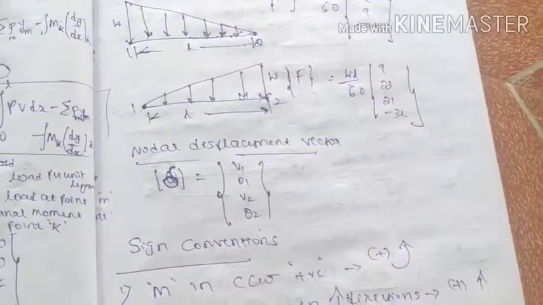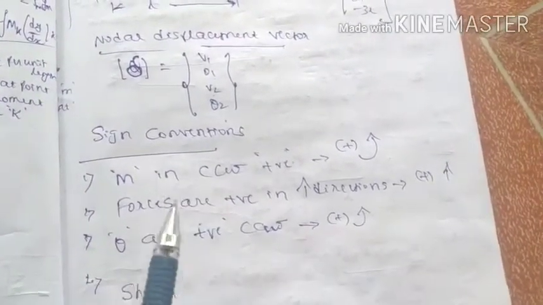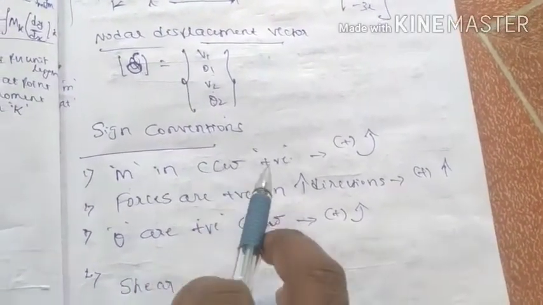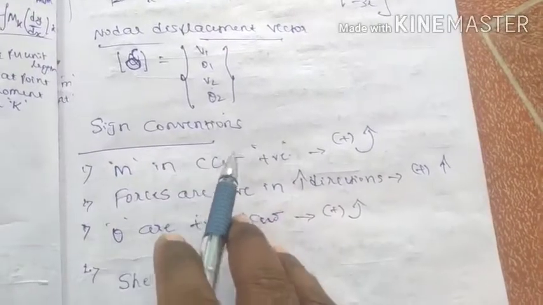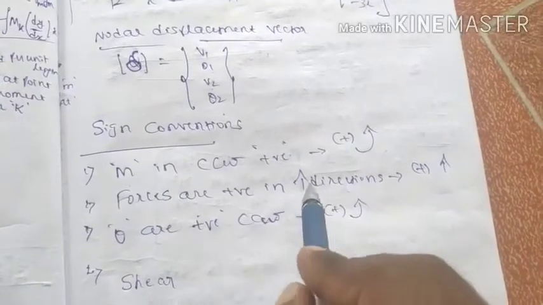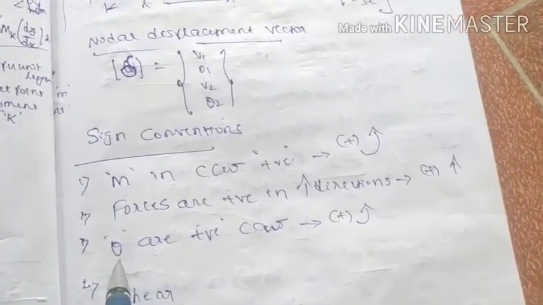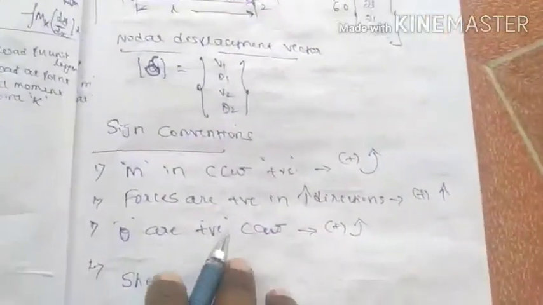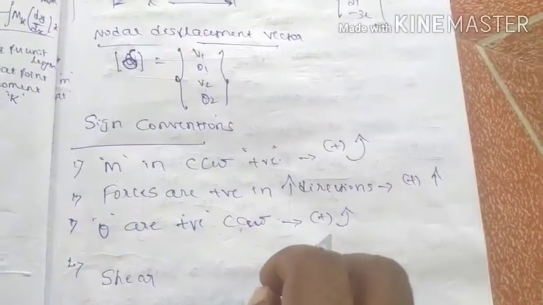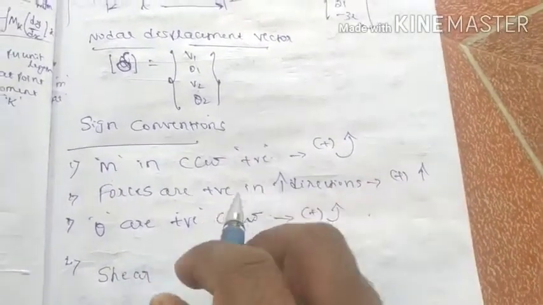So this is the thing to memorize. And one more very important thing is sign convention. As in mechanics of materials, sign convention is important here also. Here the moment in counterclockwise direction is positive and clockwise is negative. Forces in the upward direction are positive and downward forces are negative. Also theta, that is slope, is positive in the counterclockwise direction. So moment and theta are the same: counterclockwise positive, clockwise negative, upward forces positive and downward forces negative. This is what you have to memorize.